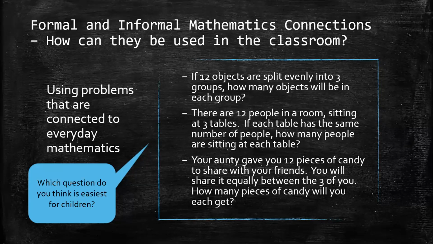How is this generalizable? How is it linked to symbols? That's where understanding where children are and where they need to go comes in, and how the informal mathematics they're doing when they play links to the formal mathematics that we want them to be able to develop.